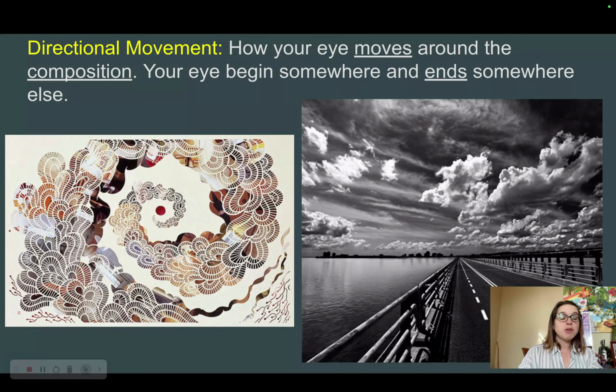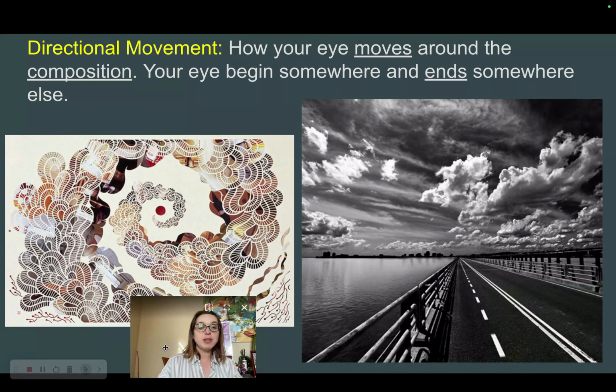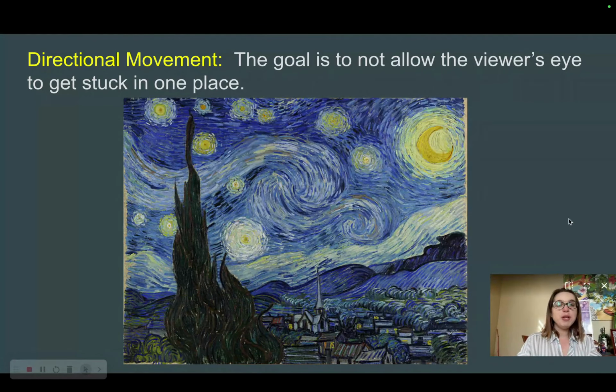In this photograph here, your eye is likely following the pathway of the road into the dead center of the photograph. With directional movement, we're trying not to have the viewer's eye get stuck in one place. That is something artists frequently think about when they're making a drawing or painting.